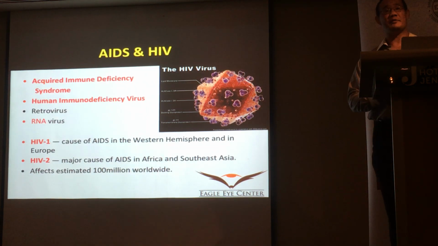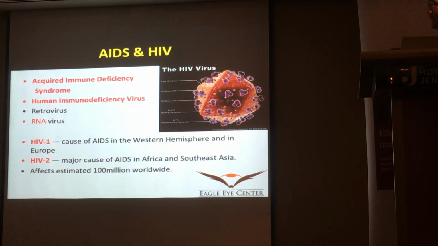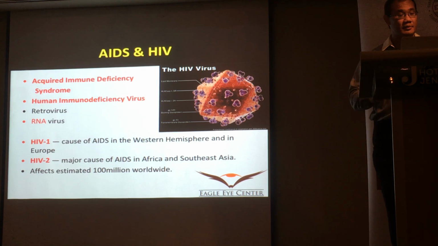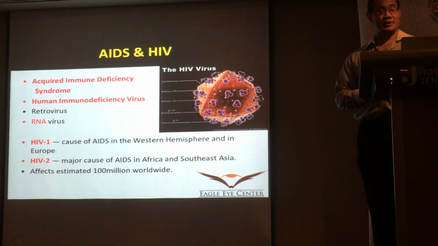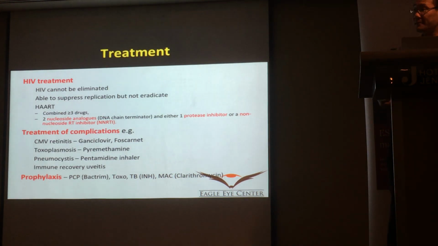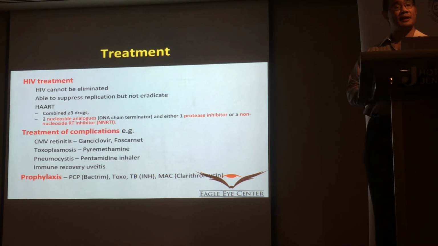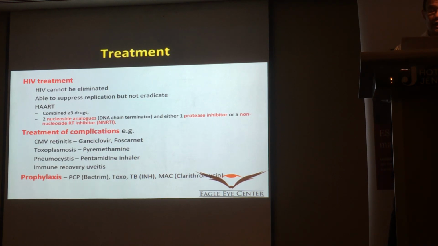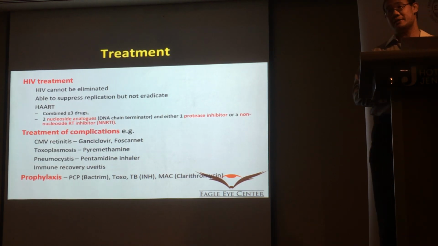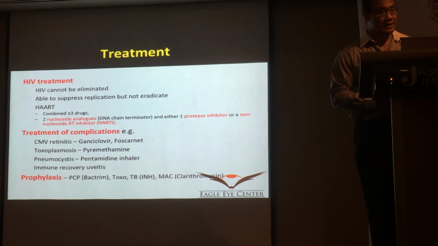AIDS and HIV, I probably don't have to say very much. You know what AIDS stands for, acquired immune deficiency syndrome. HIV is a retrovirus, which is an RNA virus. That's HIV-1 and HIV-2, which is the major cause of AIDS in Southeast Asia. At this point in time, the virus cannot be eliminated. We can suppress the replication, but you can't eradicate it, very similar to herpes virus and such.